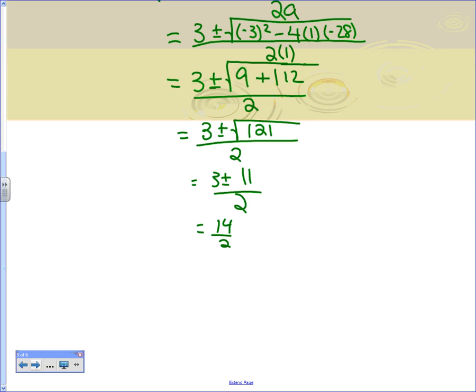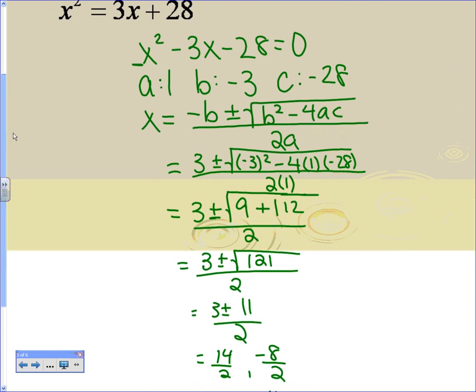14 over 2, or that's if you add them. Can those reduce? Yeah. 3 plus 11 is 14 over 2, or 3 minus 11 is negative 8 over 2. And then sometimes they'll reduce, sometimes they won't.